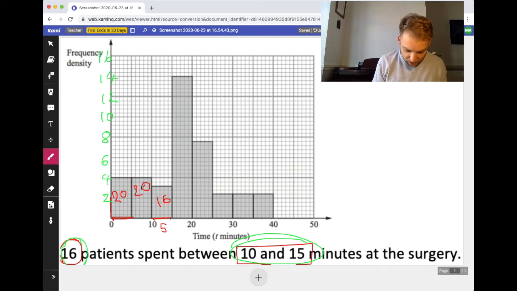This next one is 5 times by 14. So 14 times by 5, which is 70 in that case. This next one, I've already got that one there, which is 16. This next one is 1, 2, 3 up.